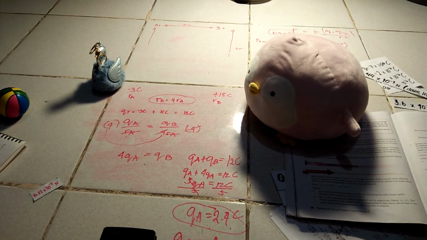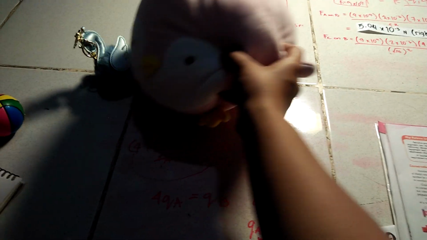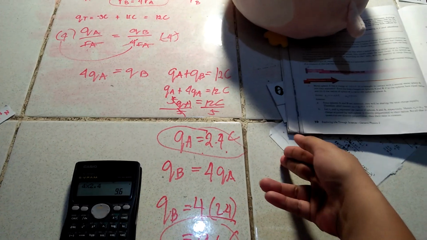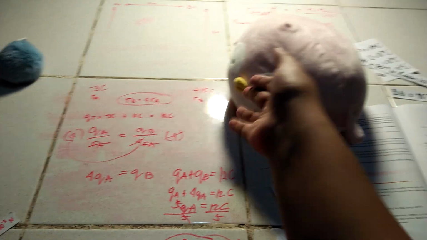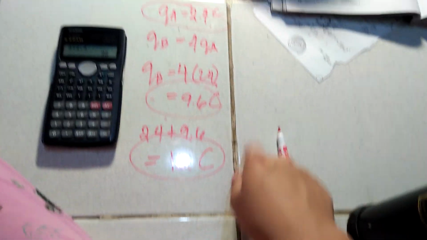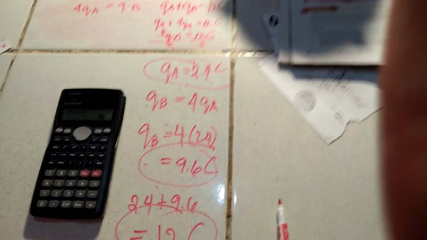So, yay! They've come into contact. Ka-ching! And what was once -3 becomes 2.4. And what was once positive 15 is now positive 9.6. So, that's it, you guys.